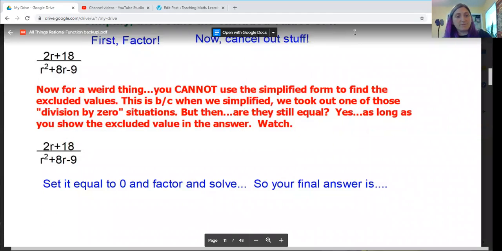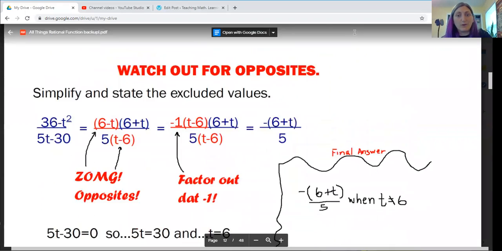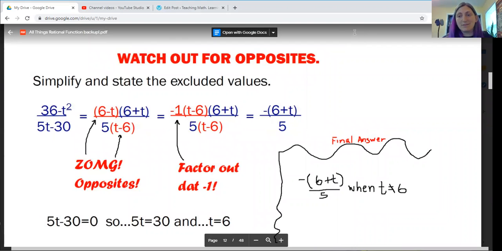Well, let's move on. You guessed it. Getting more confusing. All right, we're going to look out for opposites. Let's say we're factoring. Okay. And I'm going to choose a good color here so it shows up. I'm going to pick pink. Okay. We have 36 minus t squared and 5t minus 30.